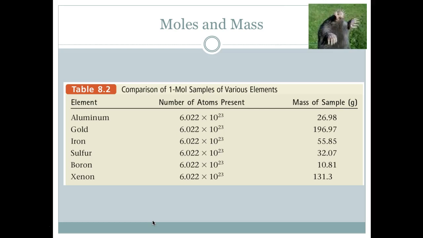Here's a few more examples. Notice that in every case, we're talking about 1 mole of the element. Therefore, the number of particles is always the same. 1 mole is always 6.02 times 10 to the 23rd atoms. However, the masses vary greatly because the mass of each individual atom of each element is different.